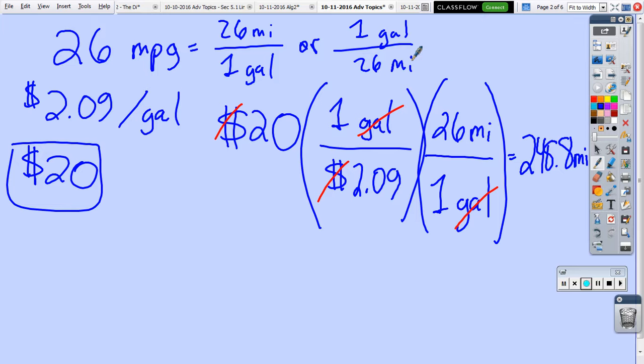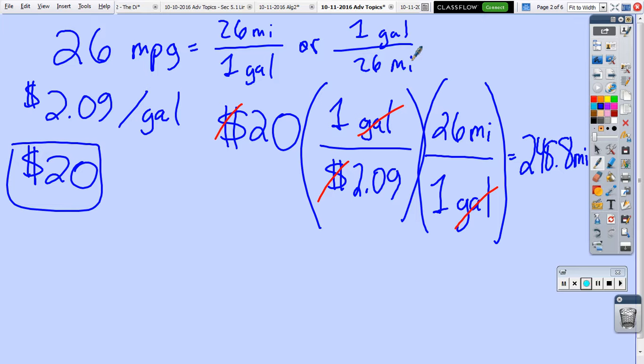What's the given? The given on this example, I said, is your car gets 26 miles per gallon, gas is $2.09 a gallon, and you have $20. How far can you go with $20? That would be the problem.